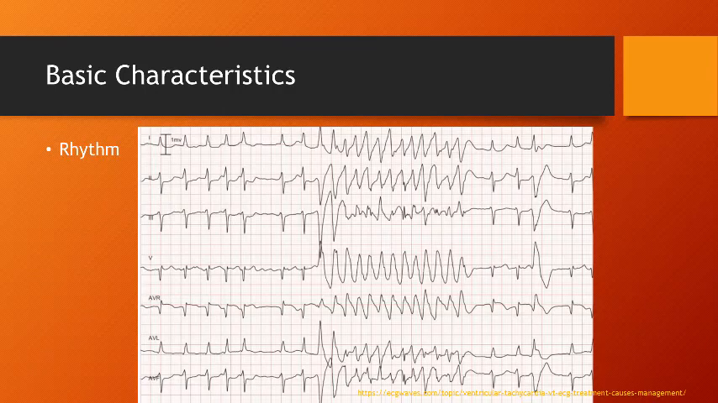After rate, the next thing is the rhythm. In VT, the rhythm is generally regular. Although slight variations in R interval are sometimes seen, this also suggests VT, as opposed to most SVTs, in which there is not so much variation in the R intervals. There is a uniformity in RR intervals in SVTs.